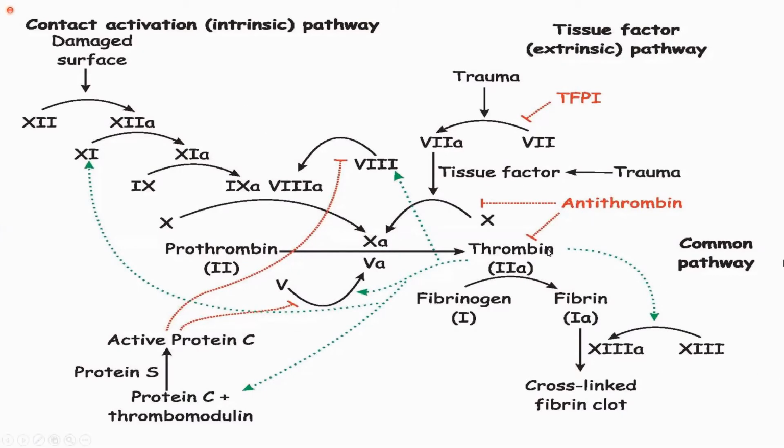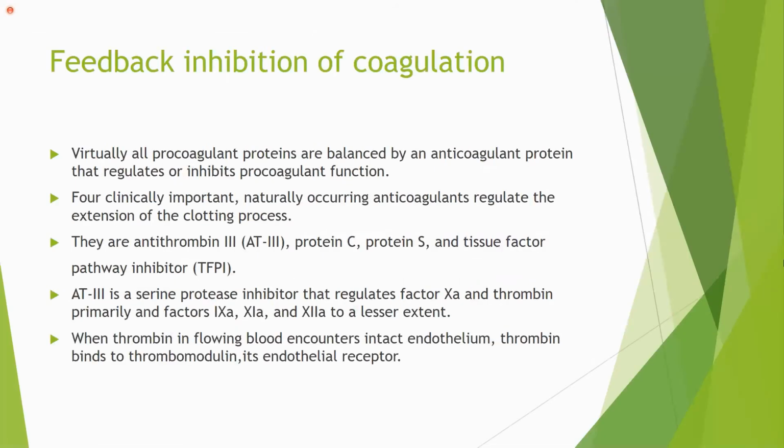Now we'll discuss the inhibition pathway. You can see these red lines. These are the inhibiting factors for coagulation. Now, how do they act? Virtually all procoagulant proteins are balanced by an anticoagulant protein that regulates or inhibits the procoagulant function. Four clinically important naturally occurring anticoagulants regulate the extension of the clotting process. They are antithrombin 3, protein C, protein S, and tissue factor pathway inhibitor.